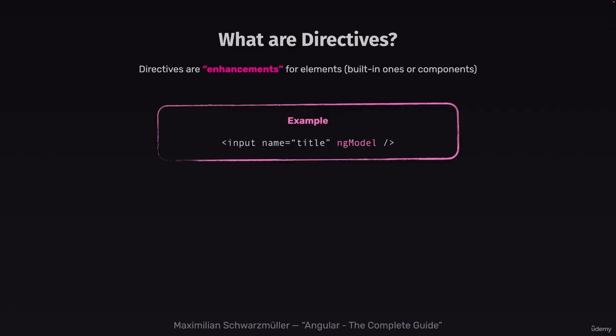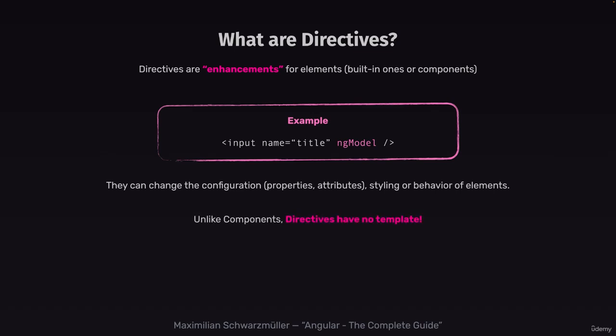It's not a component here. Instead, it's just there to, under the hood, enhance the input element. For example, with two-way binding or in other ways about which you will learn later in the course. So that's the idea behind directives. And unlike components, directives have no template, because other than that, they're essentially the same. Because in the end, components are directives, but directives with a template.